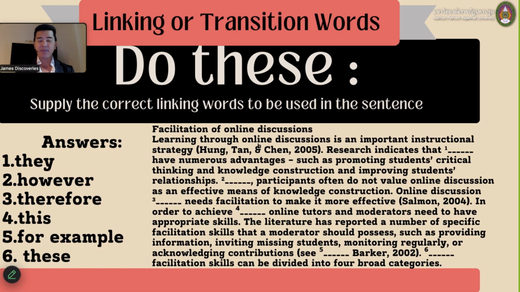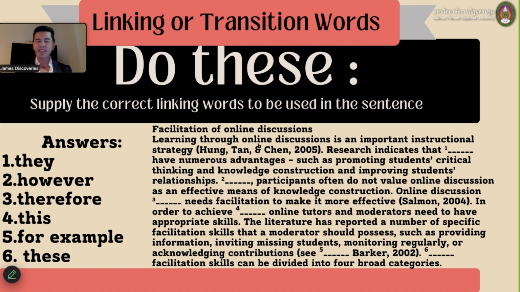So this is however: participants often do not value online discussion. This is a negative sentence. However, participants often do not value online discussion. Number three, therefore needs facilitation. This is a conclusion of the previous idea, which is, however, participants often do not value. So he is using therefore. And then this, online tutors. And then the last one is for example and these.